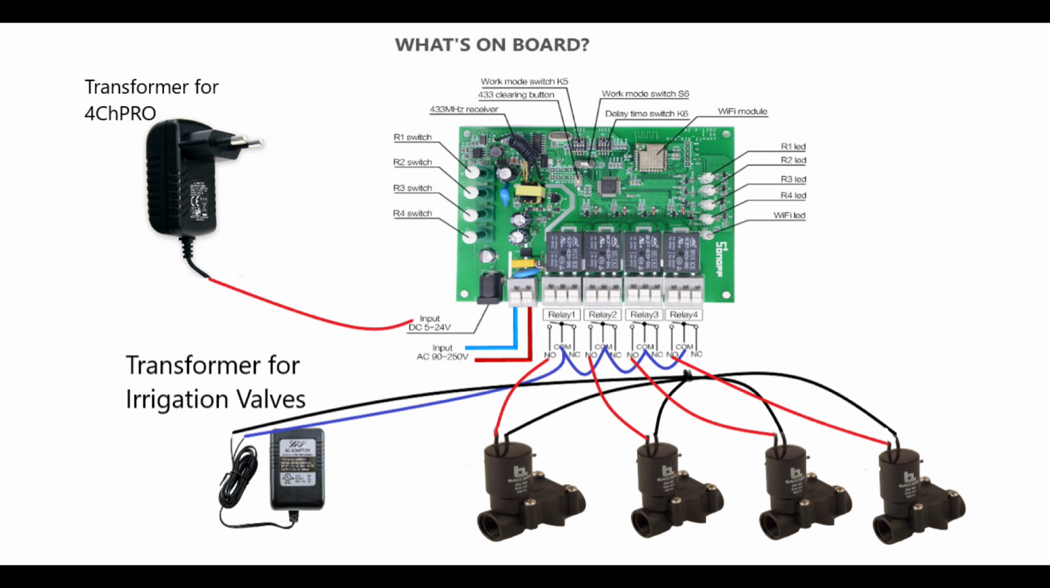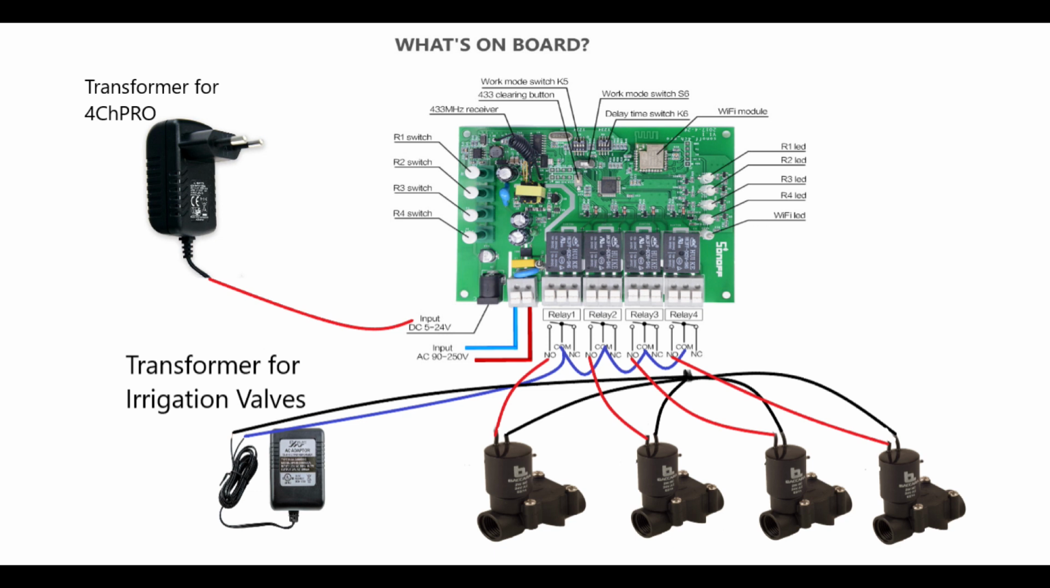And lastly, you will need to power the 4 channel Pro itself. You can power it using a DC transformer between 5 and 24 volts. I chose to use a 12 volt one to power mine, or you can use AC power, anything between 90 and 250 volts. So why do we need 2 transformers?